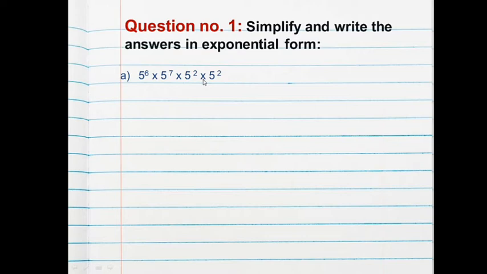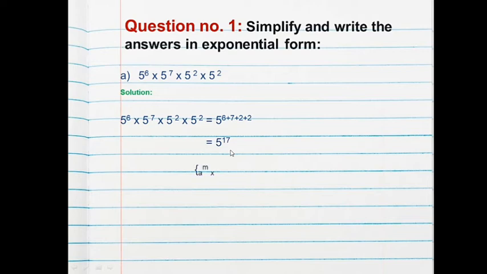So the solution: 5 raised to the power 6 into 5 raised to the power 7 into 5 raised to the power 2 into 5 raised to the power 2 equals 5 raised to the power 6 plus 7 plus 2 plus 2. So here the base is equal, so we will take the base as 5 and the exponents we have to add according to the rule. So that is 5 raised to the power 17. When we add 6 plus 7 plus 2 plus 2, it equals 17.